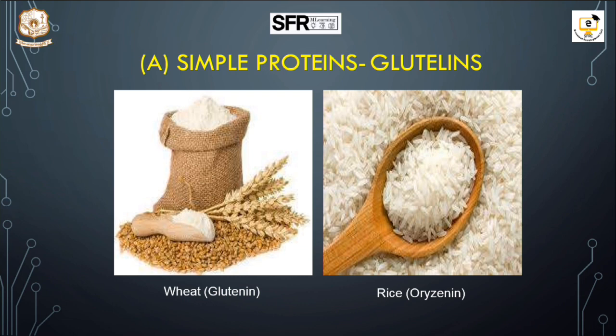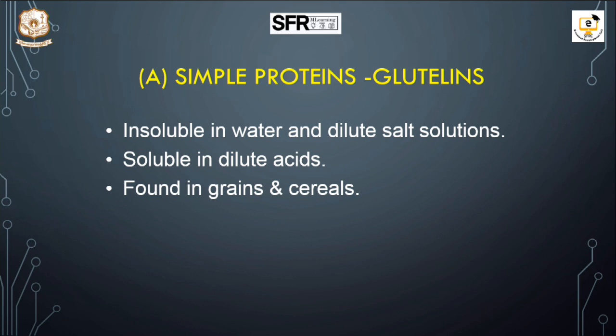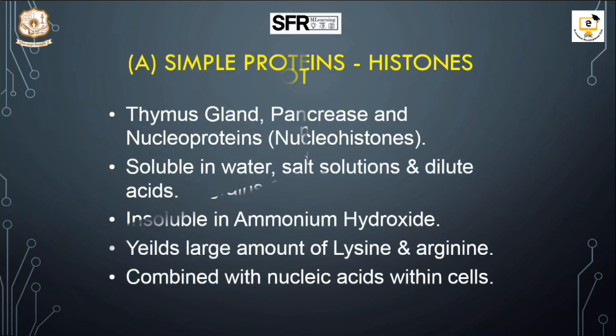The next one is glutenins. Glutenin is present in wheat and rice; in rice it is present as oryzenin. It is insoluble in water and in dilute salt solutions, but soluble only in dilute acids. It is found in grains and cereals only. The next one is histones. Histone is a simple protein. It is present in the thymus gland, pancreas and nucleoproteins. It is soluble in water, salt solution and dilute acid, but not soluble in ammonium hydroxide.